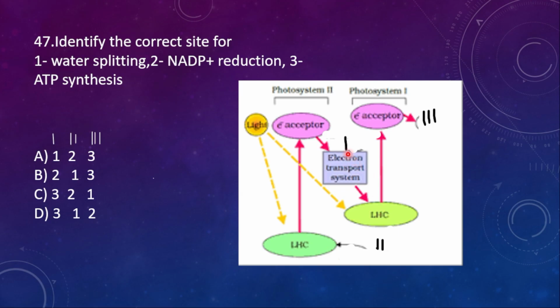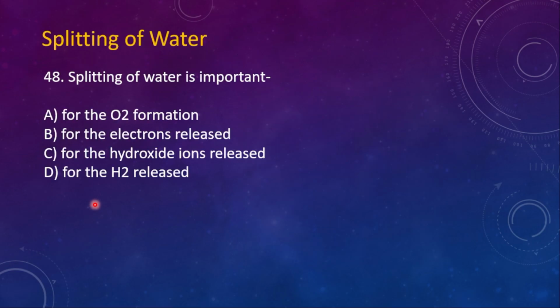So for ATP synthetase, that is 1, it must have 3. 3 has 2 options, so A and B are wrong. Let us check the second one. 2 is water splitting. 2 must have 1, so option D is correct. And then 3 is NADP plus reduction, so 2 is here. So 47th one, right option is D.